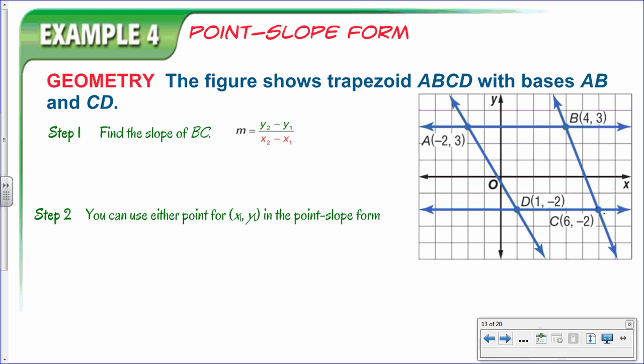Now, write this in. What we want to do here is write an equation for BC. What form do I want that equation in? Point slope. Hear that blue box? It showed you the steps. Okay.